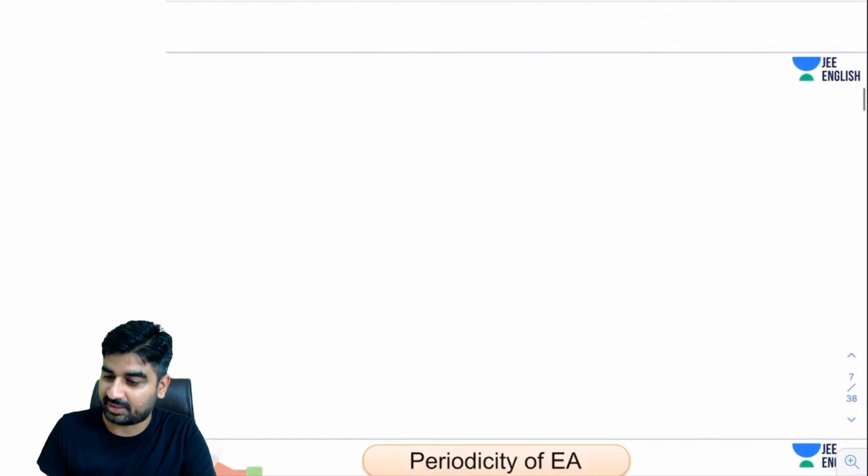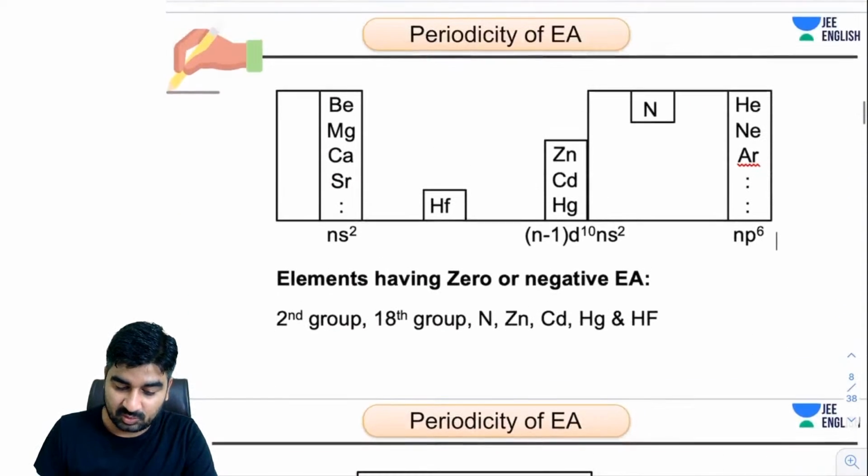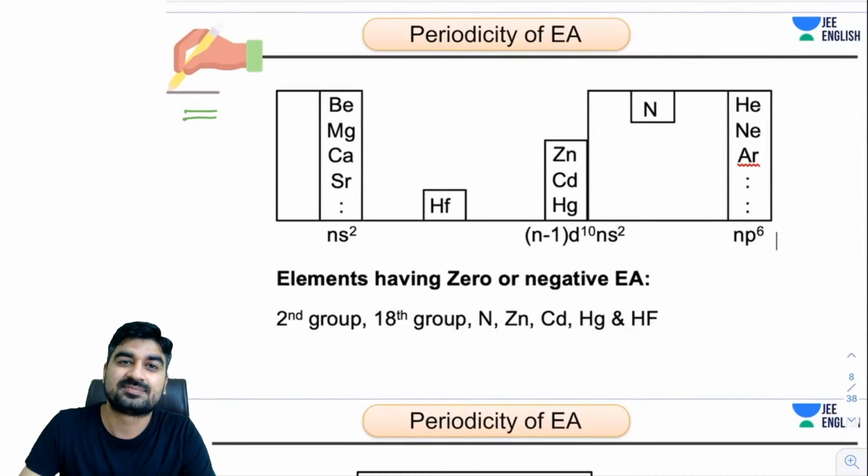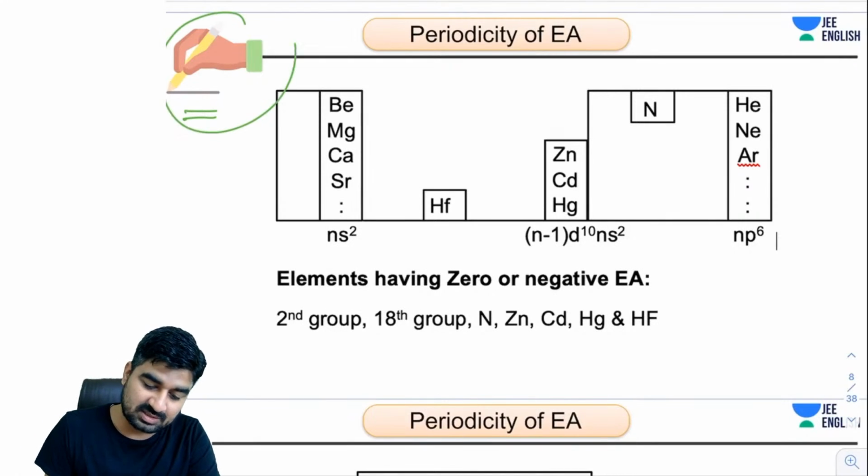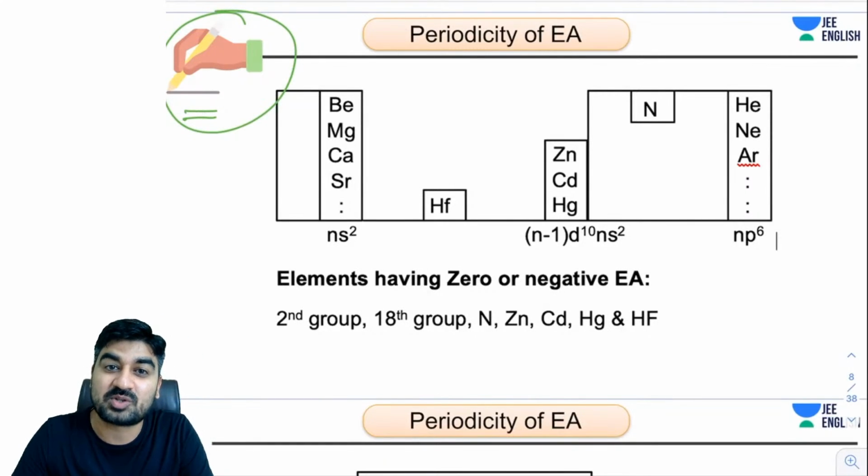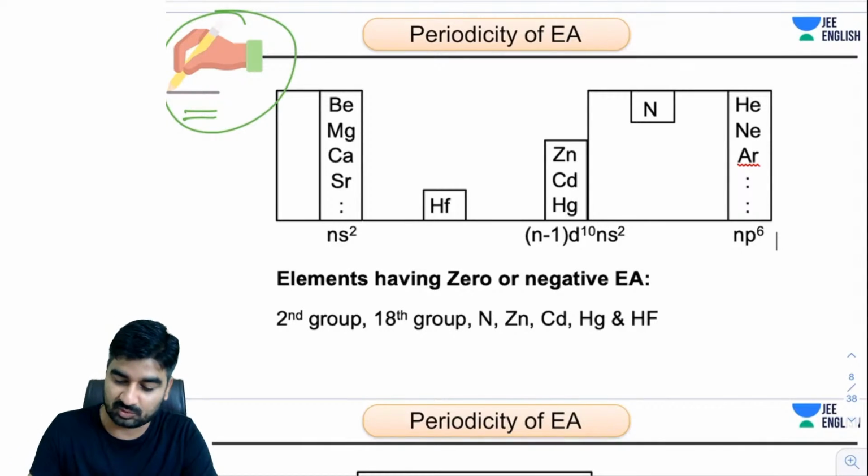So this was what we did in the last class, and I told you to note down these points. Now just remember this symbol. Wherever you find this symbol, it means you have to note it down. You are not going to find it anywhere else. We are working very hard to arrange all these things for you guys.